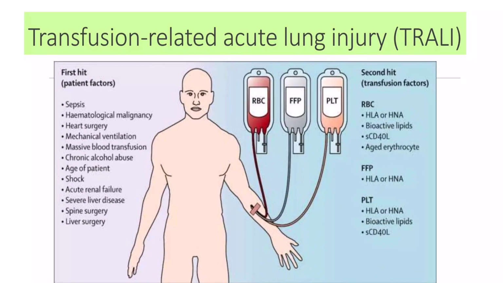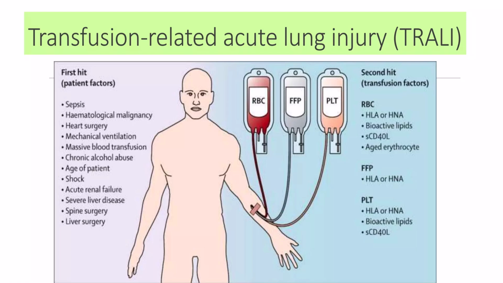So now the third is the two hit story. The first hit is the patient factor, which can be anything like sepsis, hematological malignancy, the patient underwent heart surgery, the patient is on mechanical ventilation, or the patient is in shock. So all these factors will become the first hit. The patient is already in an immune compromised situation.